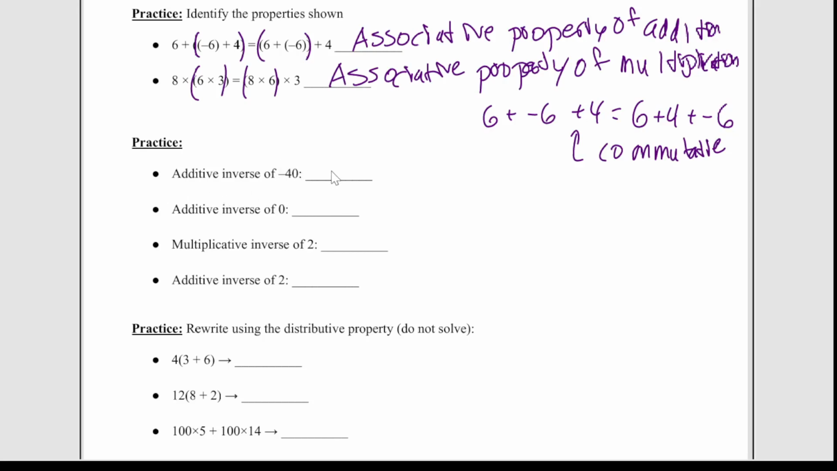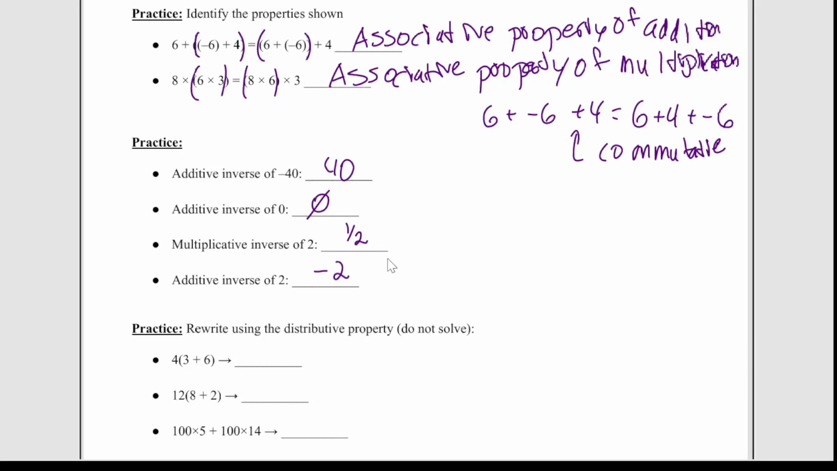What would be considered the additive inverse of 40? I actually said the answer. The additive inverse of negative 40 would be 40, because negative 40 plus 40 makes 0. The additive inverse of 0 is simply just 0. The multiplicative inverse of 2, however, is asking 2 times what would give me 1. So you really want to say 2 divided by 2, which means we're going to be multiplying by 1/2. While the additive inverse of 2 is saying 2 plus what gives me 0, and that would be negative 2.